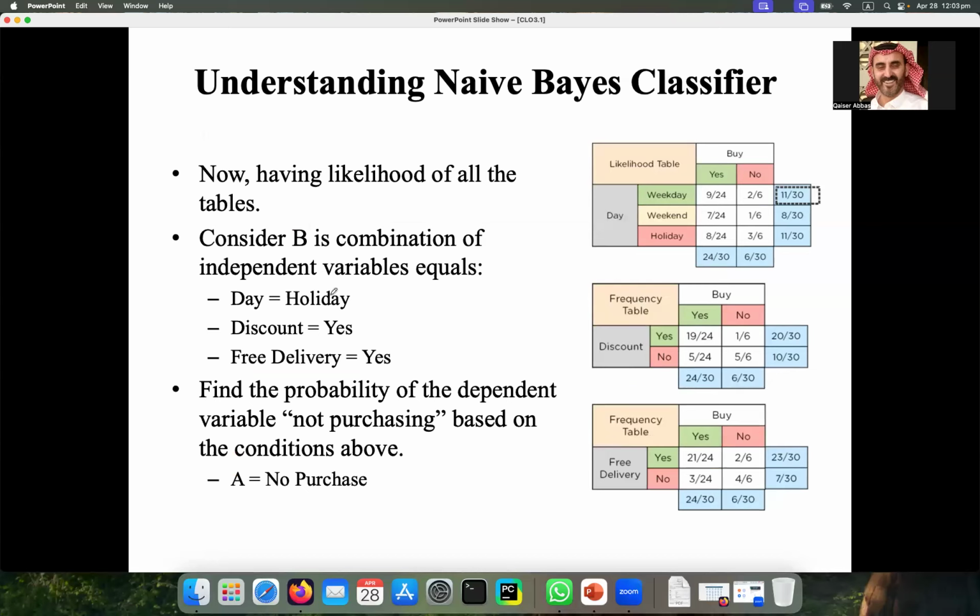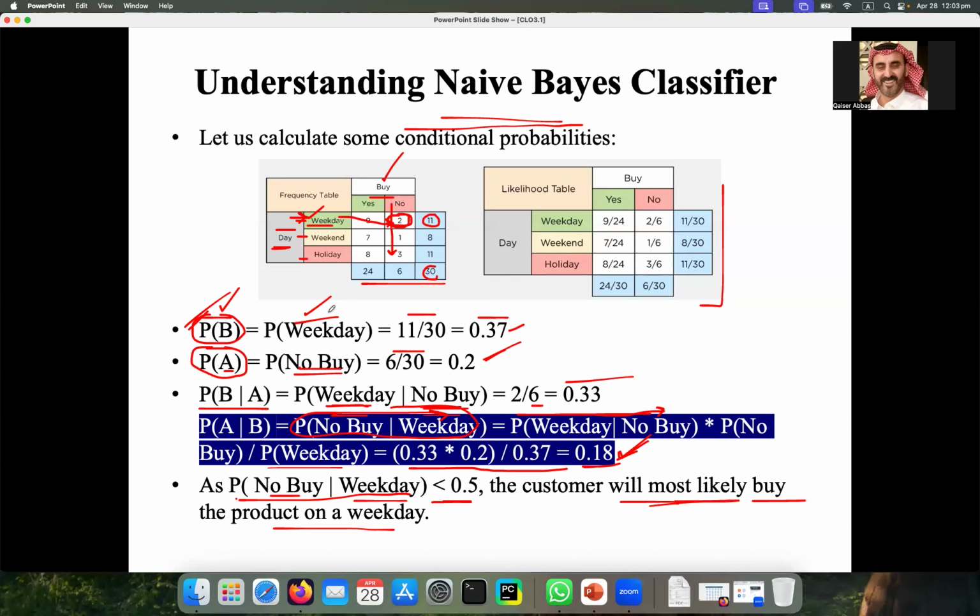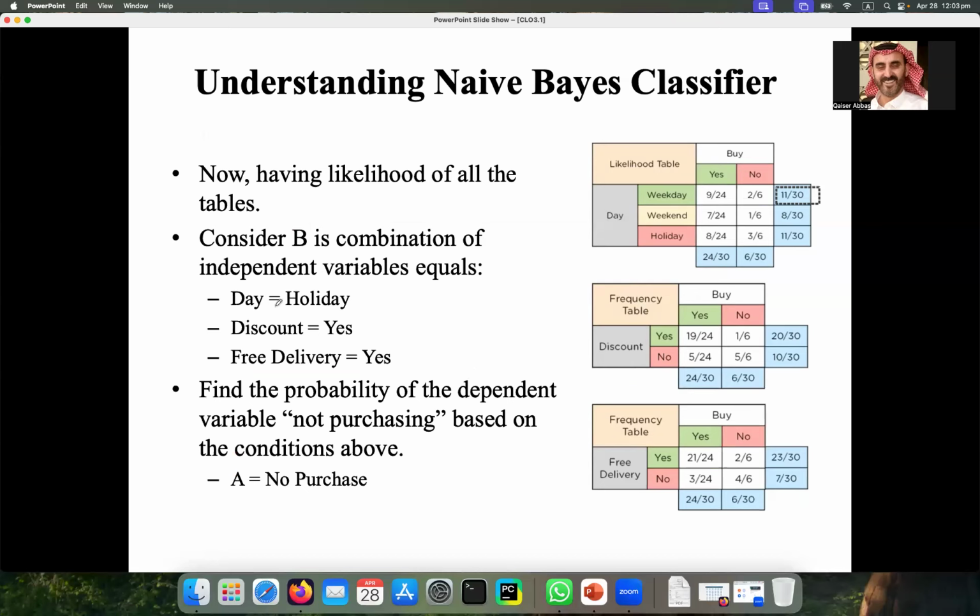Now we are changing our example. Previously, we had only one given condition, weekday, no buy, one with one, okay? Now we are taking multiple given conditions. Here our B will contain day, discount, and free delivery. We are considering three together as given. Previously, there was only one. Now, in this example, we are considering three given things, and then we will calculate the probability of one thing.